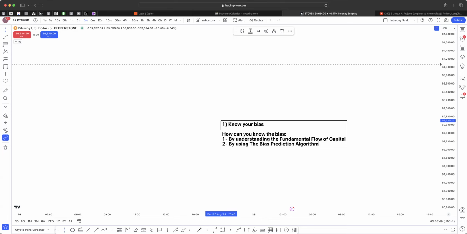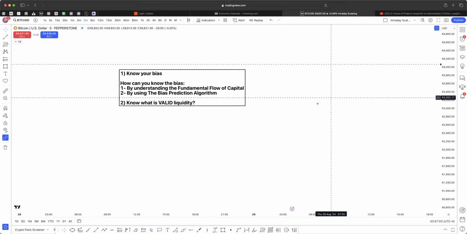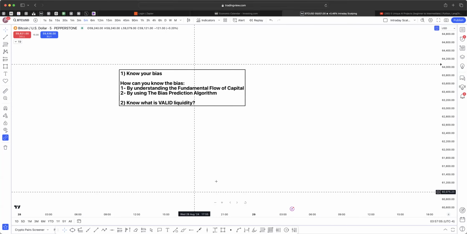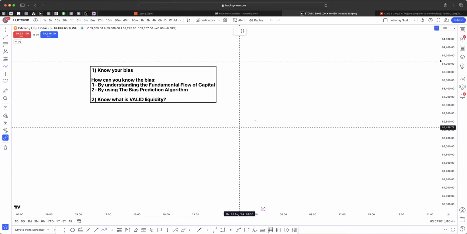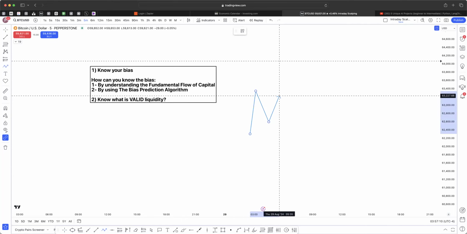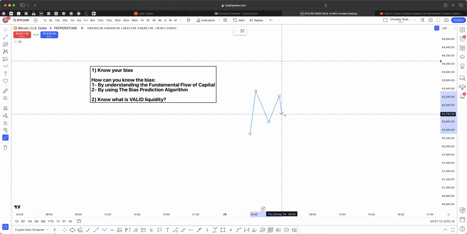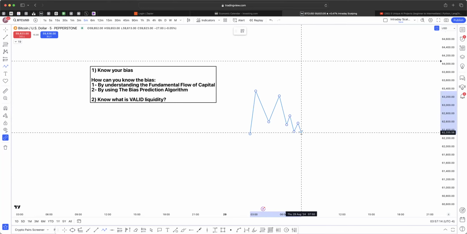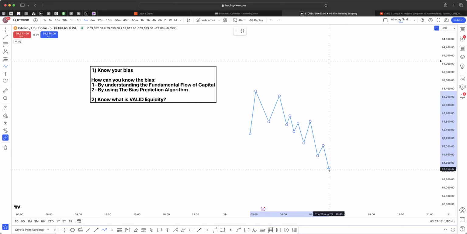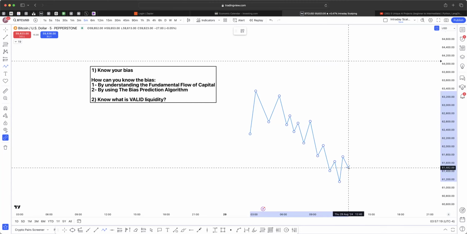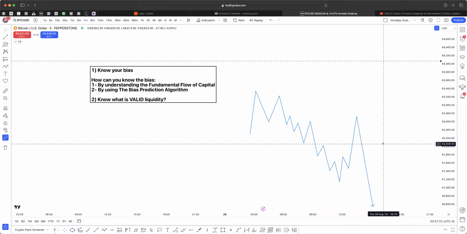Okay, so number one, knowing your bias. Number two, you have to know what is valid liquidity. In order to understand what is valid liquidity, there must be some cause and effect scenario going on. Now, what do I mean by a cause and effect scenario? You can see sometimes you have stacked buy side and price is not really moving. It's just constantly going lower. Even a market structural shift is not allowing this to get taken out, right?